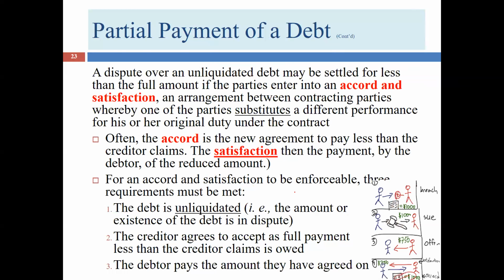So when can we have an accord and satisfaction? The debt is unliquidated, so we're not certain about the amount, and the two parties don't agree on what's actually in dispute. The person who is owed the money agrees to accept this payment, not as a partial payment, but as complete payment. And the debtor, the person who owes the money, actually does pay that amount. You need all three of these conditions in order to have an accord and satisfaction that settles an unliquidated debt for less than the amount that at least one party thinks is owed.